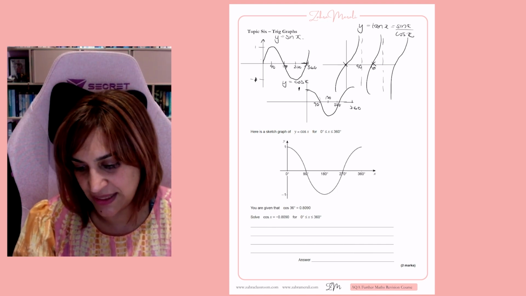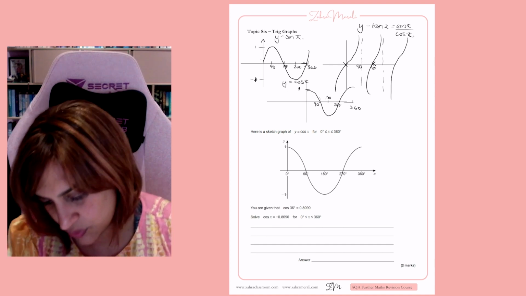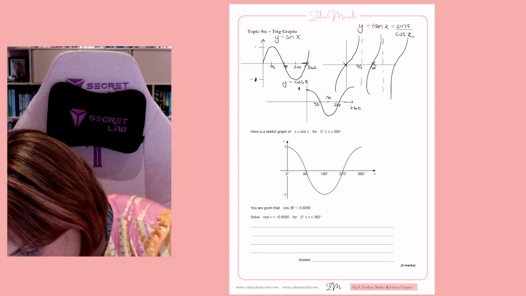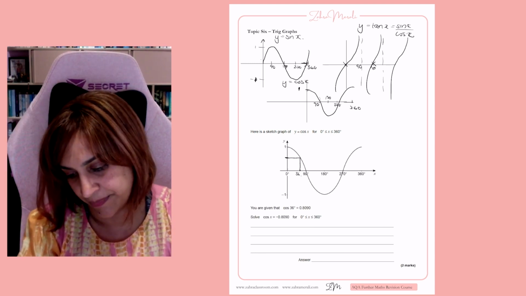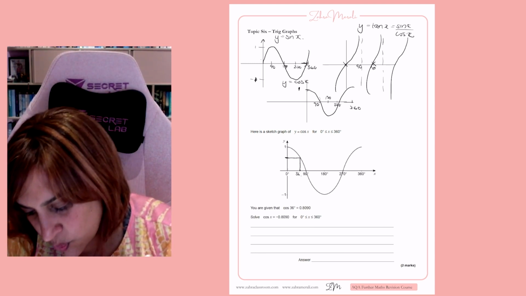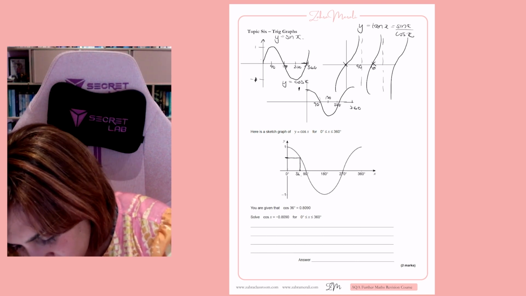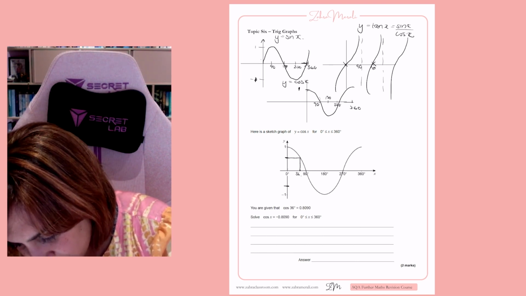Okay, so now we're told that cos 36 equals 0.8090. Okay, so that's somewhere between 0 and 1. Pick a point here. This is going to be 36. Okay. And then they're saying, so what does that mean? So minus is going to be, so this bit over here.